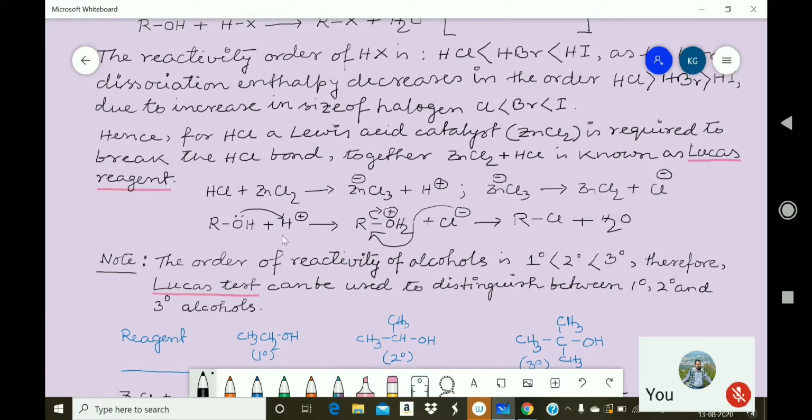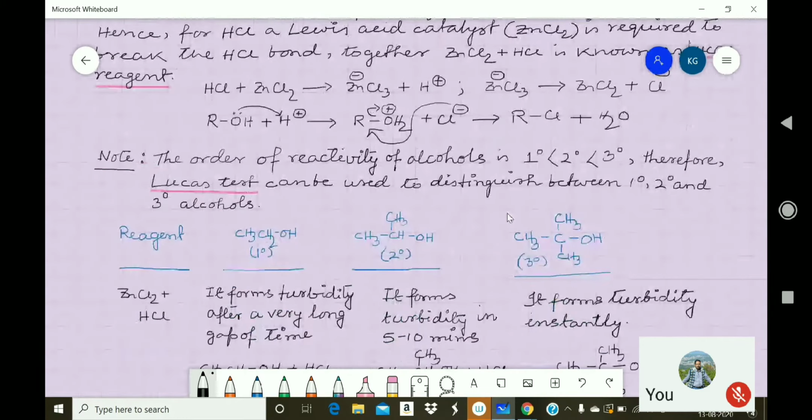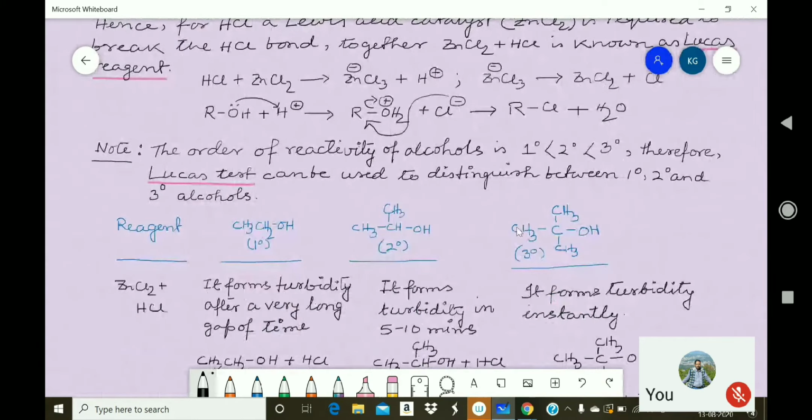So after protonation of the alcohol, when Cl minus combines with the alkyl group, the carbon-oxygen bond is broken. That means water, H2O, gets removed from the alcohol, so that we get the alkyl halide, here alkyl chloride. Now, as you know, the reactivity of alcohols increases towards the 3-degree alcohol. So this particular reagent, Lucas reagent, is also used to distinguish between 1 degree, 2 degree, and 3 degree alcohol.